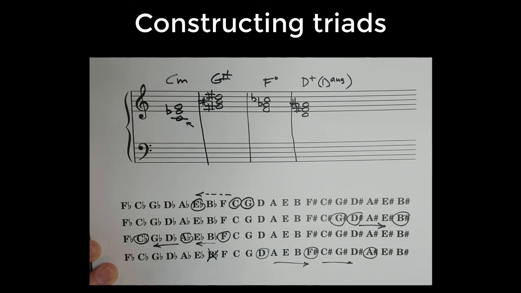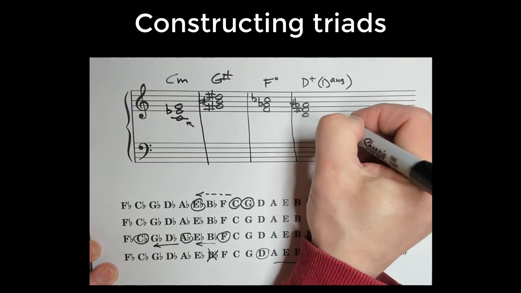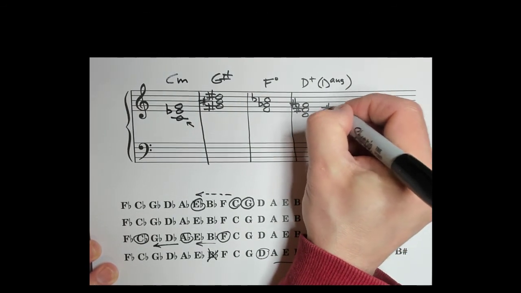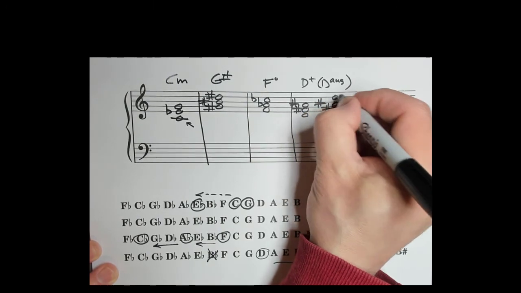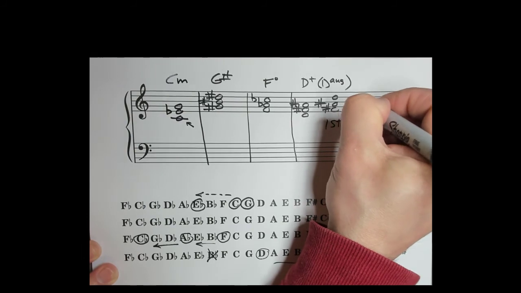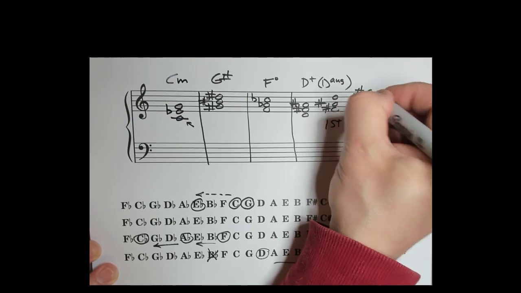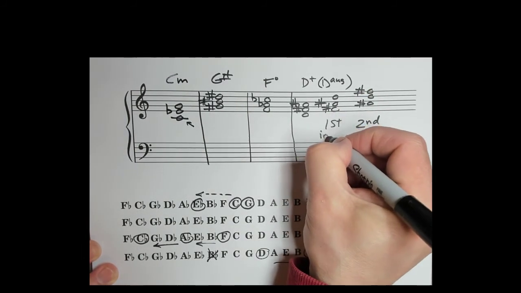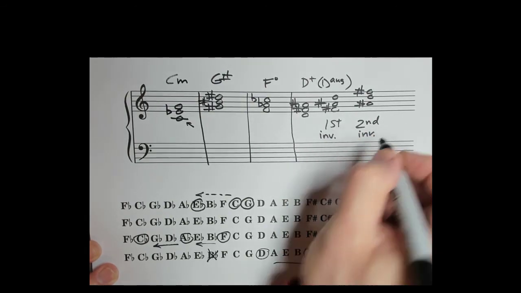To create inversions of any of these chords, you just place the third of those harmonies in the lowest position for first inversion, and for second inversion, you place the 5th in the lowest position. So there you have it, major, minor, diminished, and augmented chords identified by the line of fifths to either identify or to construct. So I hope that's helpful.